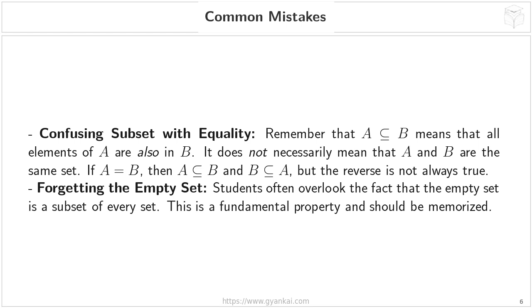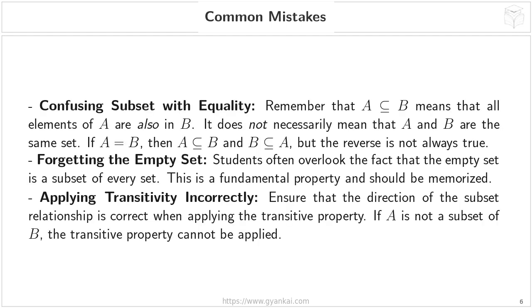This is a really common one. The empty set, which we denote as either the empty symbol or curly braces with nothing inside, is a subset of every single set. It's a fundamental property and it's worth memorizing. Why? Because the empty set has no elements, and to be a subset, all elements of the first set must be in the second. Since the empty set has nothing in it, that condition is automatically met, no matter what the other set is. Finally, let's look at applying transitivity incorrectly.